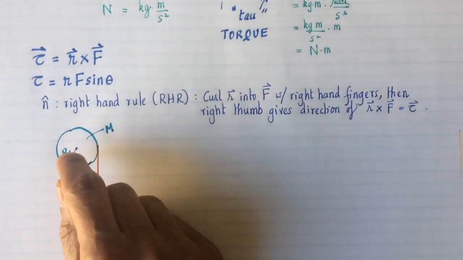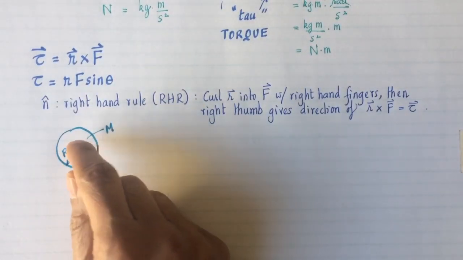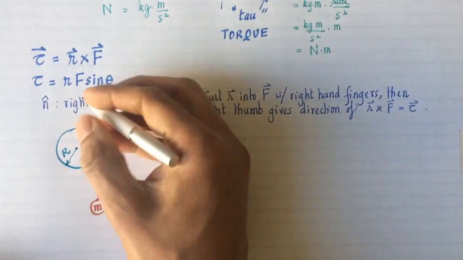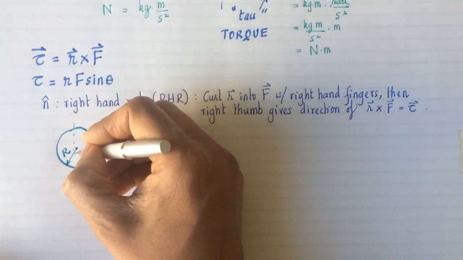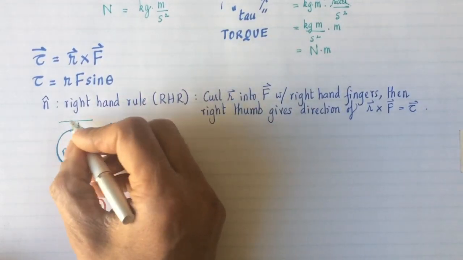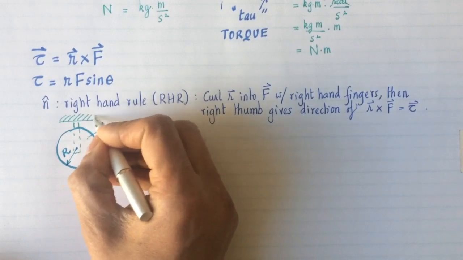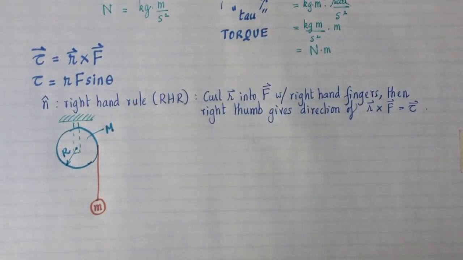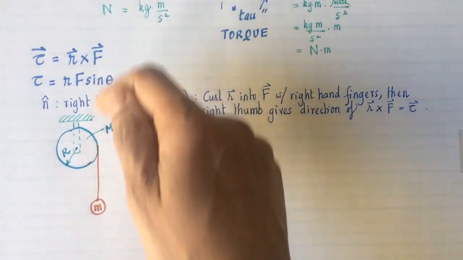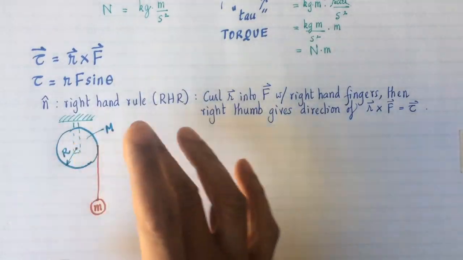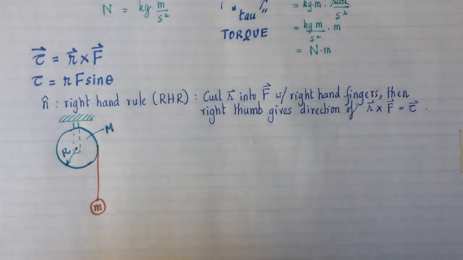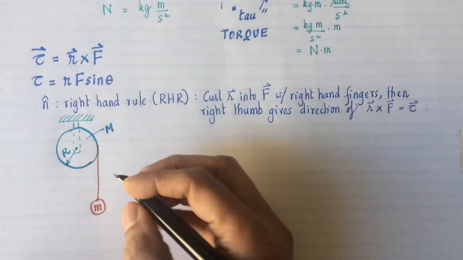The pulley has an axle passing through it, so this part is fixed. If you want, I can draw the axle assembly with dotted lines here. So that part is fixed to the ceiling or someplace like that, so that cannot move. The pulley is only allowed to rotate, but this can go up or down. And let's just say initially nothing was happening, it was released from rest. So you expect this mass to eventually drag the pulley down.